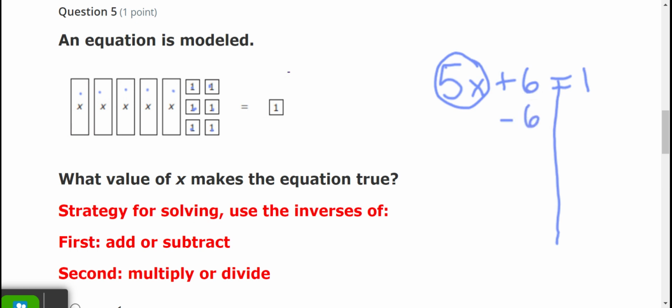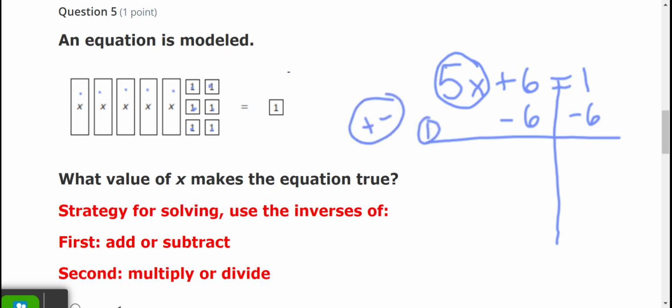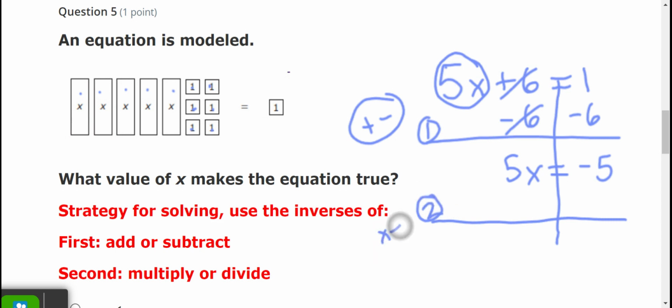Step 1, we're going to add or subtract. We're going to do the inverse of adding 6, which is subtracting. So now we're left with 5x equals 1 minus 6, which is negative 5. And we go to step 2, where we're going to multiply or divide to solve. 5 is multiplying x, so we're going to inverse that by dividing both sides by 5. So now x equals negative 5 divided by 5.